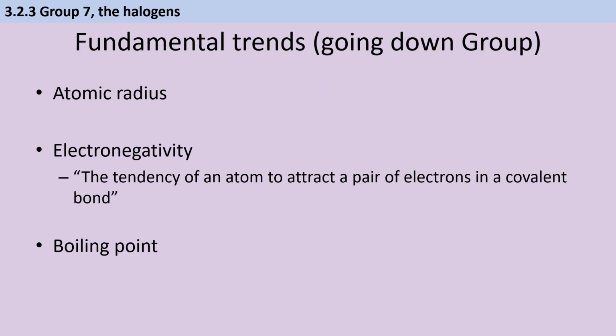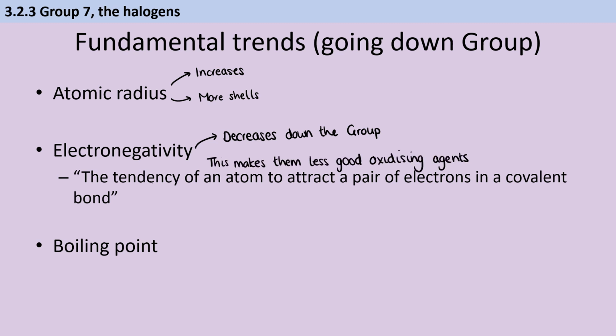Just like group 2, as we go down the group, we're going to see that there is an increased atomic radius because we're adding a new shell each time. Electronegativity is the tendency or power of an atom to attract a pair of electrons in a covalent bond towards itself, and fluorine is the most electronegative element in the whole periodic table, with electronegativity then decreasing as we go down the group. This also means that as we go down the group, things become steadily less good oxidizing agents, so fluorine is a very good one, astatine is a much poorer one.